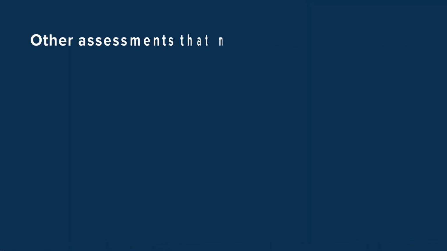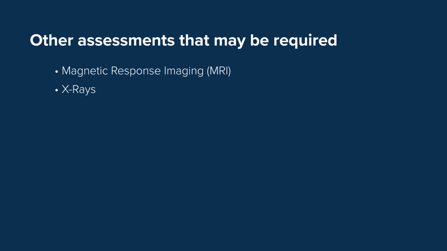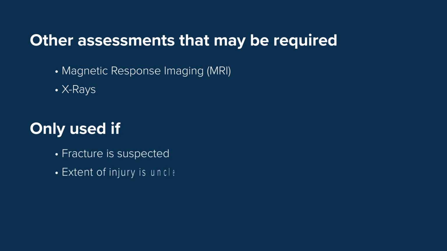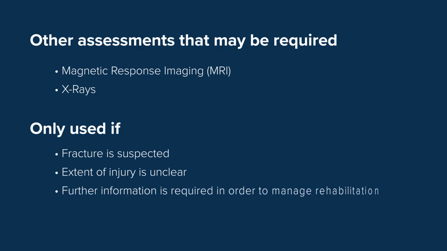For example, other assessments may be required, such as MRIs or X-rays. These are only used if a fracture is suspected, if the extent of your injury is unclear, or if further information is required in order to manage your rehabilitation. Another reason may be for a surgical opinion if it is deemed necessary.